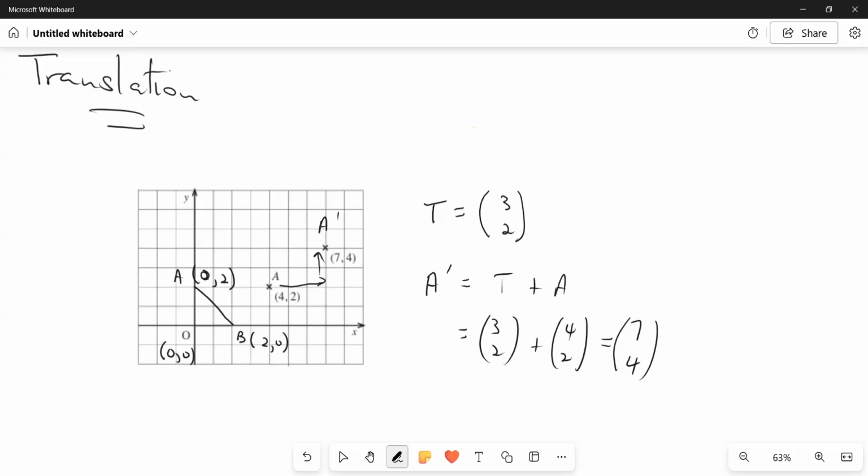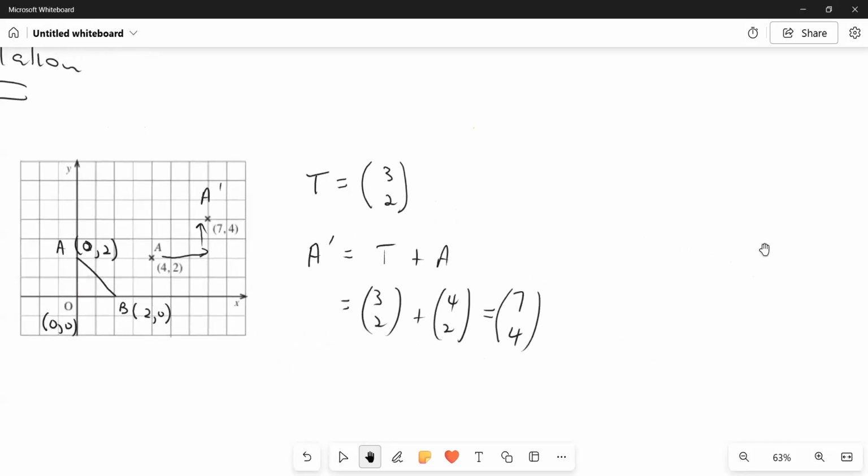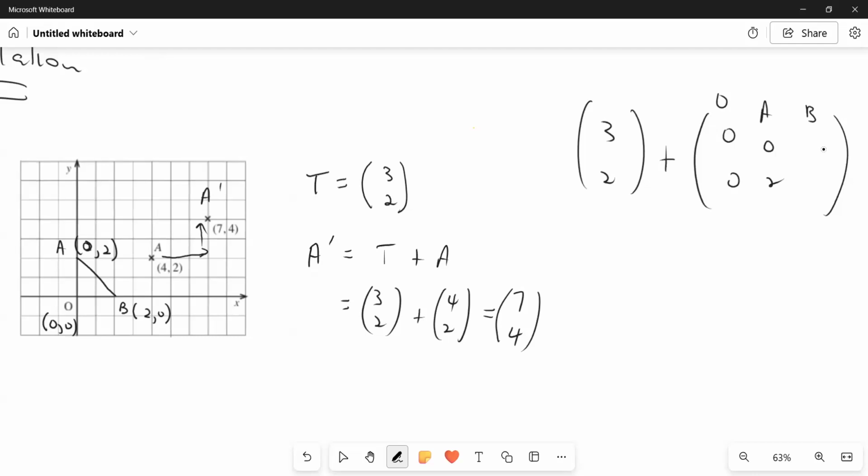Good. So I want to translate it using the same translation here. Now, what we don't do is this. Don't write 3, 2 plus and write the whole matrix like this: 0, 0, okay, that's O, and A, 0, 2, and B as 2, 0. Don't do this. Don't do it. Why? Anybody know why?